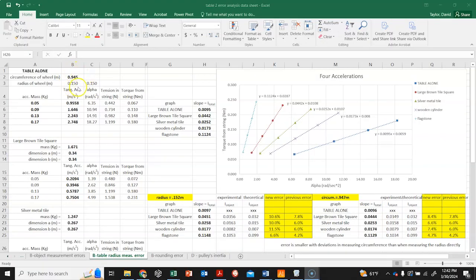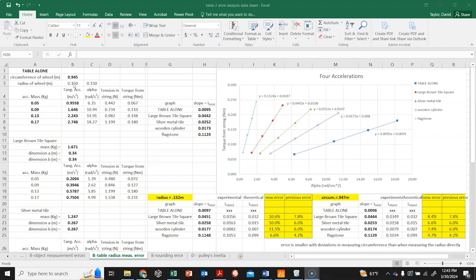In the data table, there was a place to record the circumference of the table and the radius of the table. So some people chose to measure just the radius of the table and then calculated the circumference, but that wasn't the point. The point was to measure the circumference and then use 2 pi times the radius to solve for the radius.